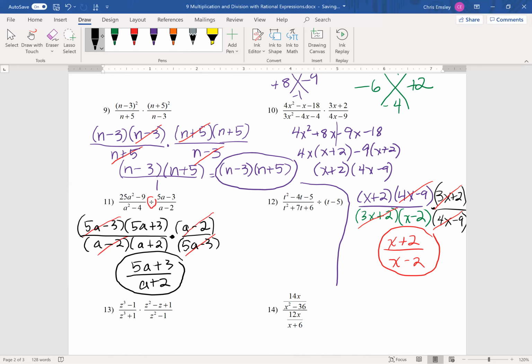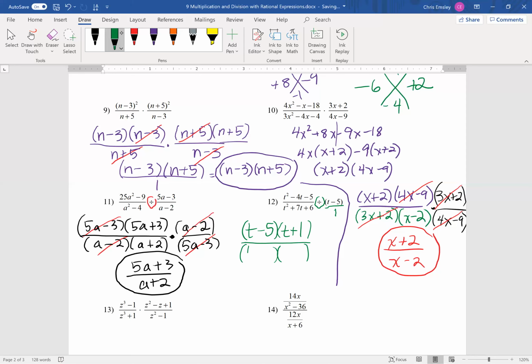Okay, number 12. Another division problem. This is where we have to remember, we mentioned this before, that when you see t minus 5 as your second rational expression here, that's really t minus 5 over 1. That's important because when we go to divide, we're going to do the reciprocal or the flip. So let's start rewriting, start by factoring that numerator. T squared minus 4t minus 5. T squared is t times t. 5 can only be 5 times 1. And to get that negative 4 in the middle, we would need a minus and a plus.